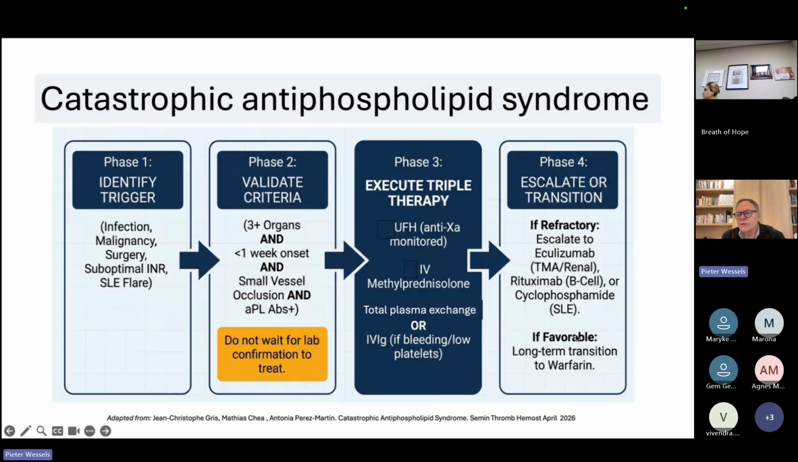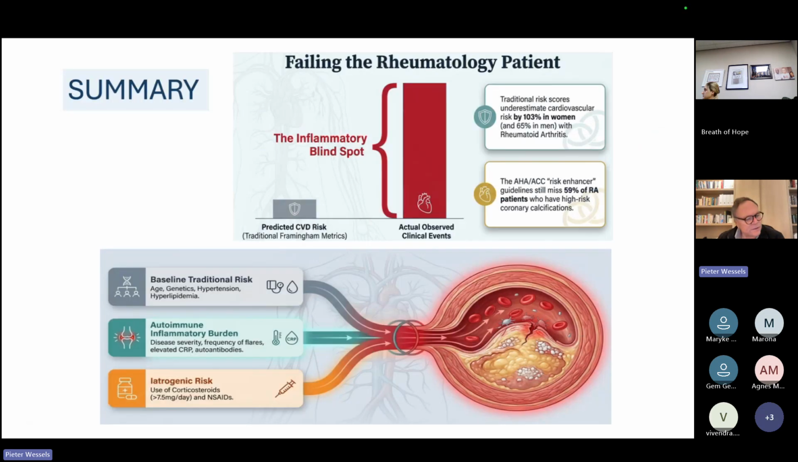And then you can also use eculizumab or rituximab, in other words, in these patients. So what have I said this morning? I said we should be careful not to underestimate the risk of arterial disease in our patients with rheumatic disorders.